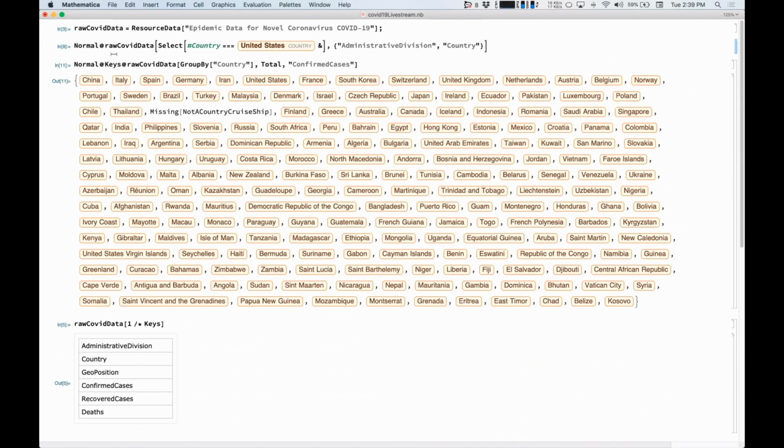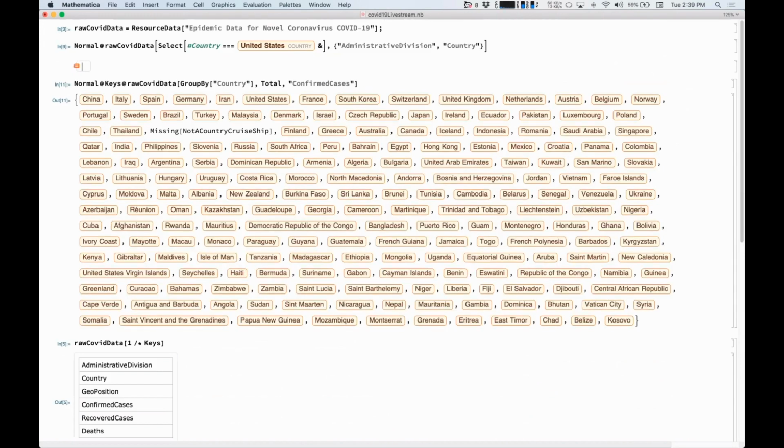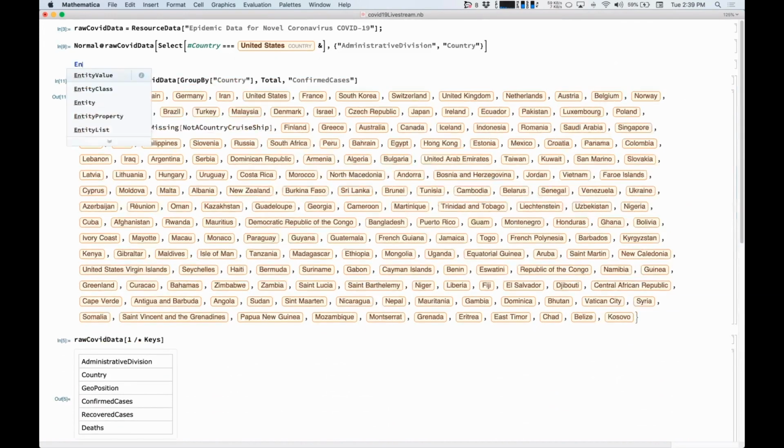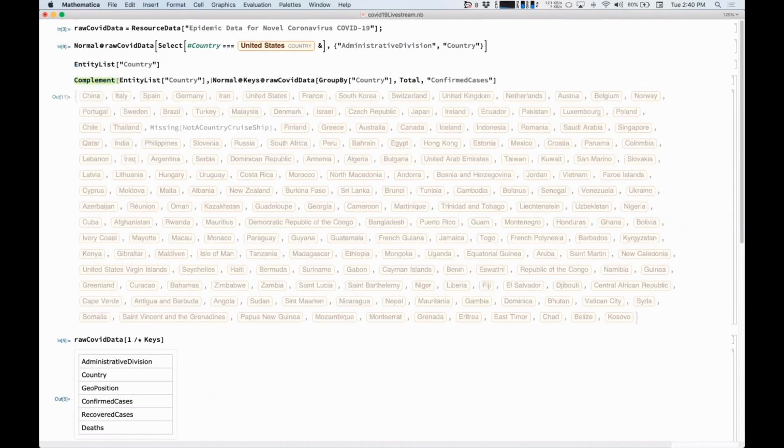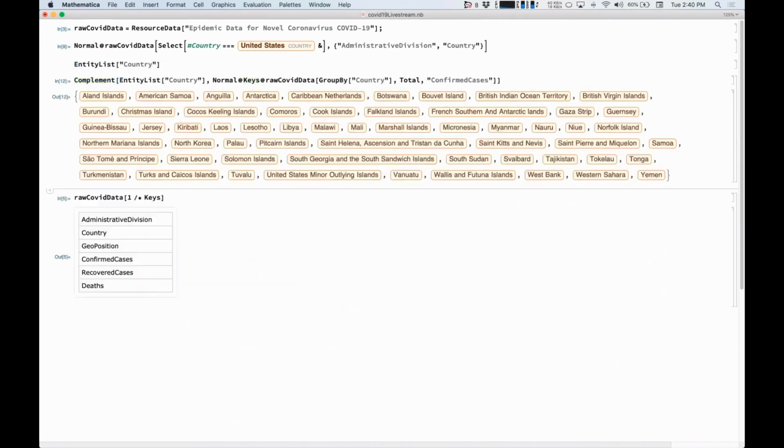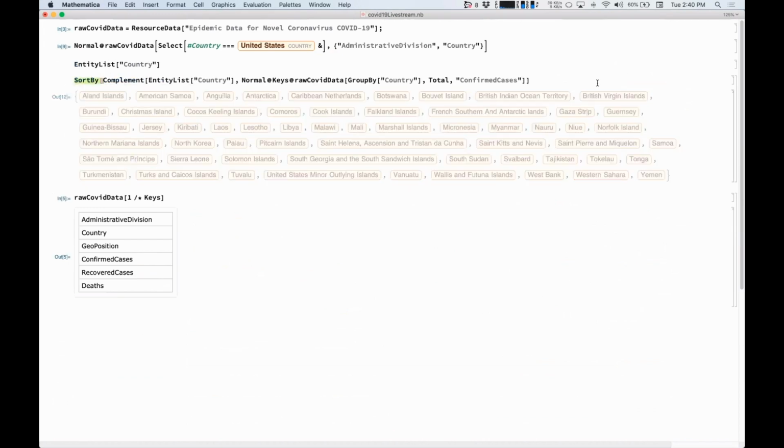Actually, a question here is which countries are not in this list? We just do a complement. I mean, we can just say, yeah, countries maybe. And then we just want a complement, presumably. Okay. So why don't you sort by population or reverse sort by, or whatever?